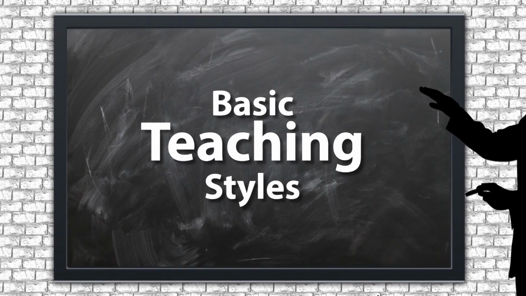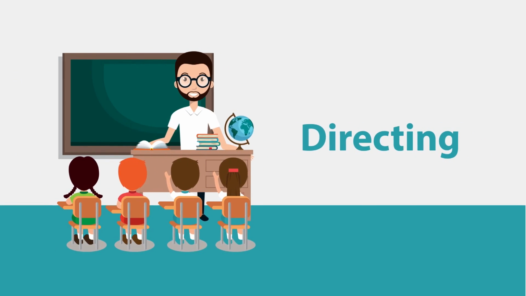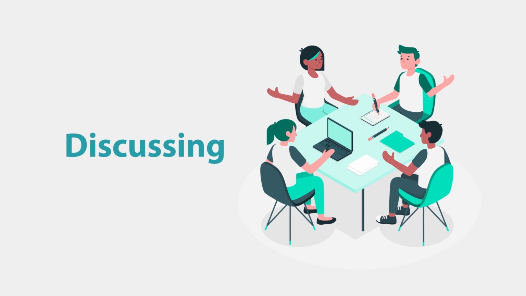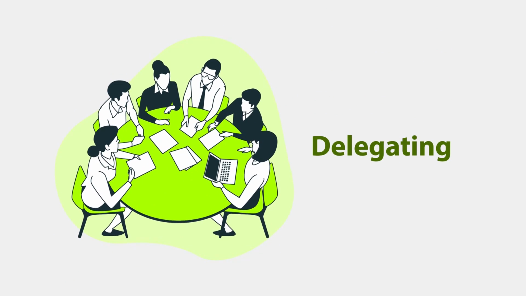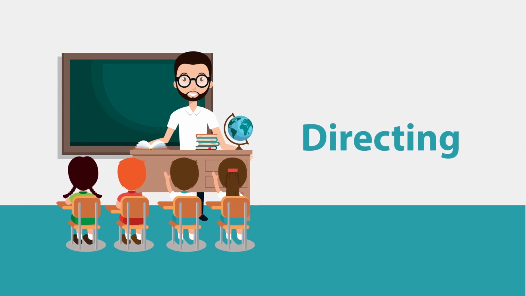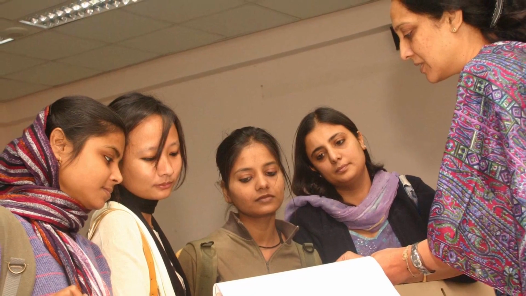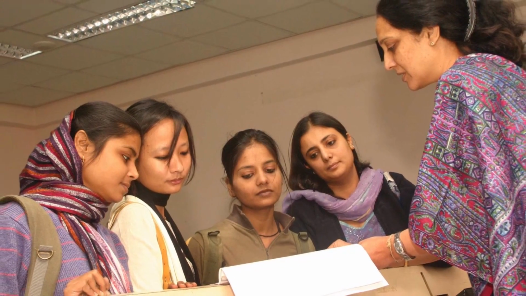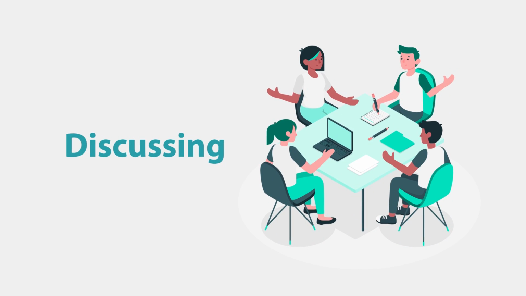Now, how can we classify the teaching styles? Teaching styles can be classified into three main types, which are the basic teaching styles. First is the directing teaching style, the second is the discussing teaching style, and the third is the delegating teaching style. First, the directing teaching style. In this style, the teacher is more active and the learners are passive listeners. The teacher plays the major role and students try to understand the concept and follow the directions given by the teacher.